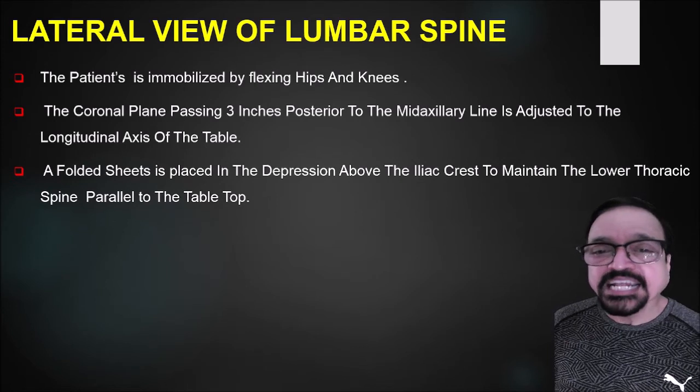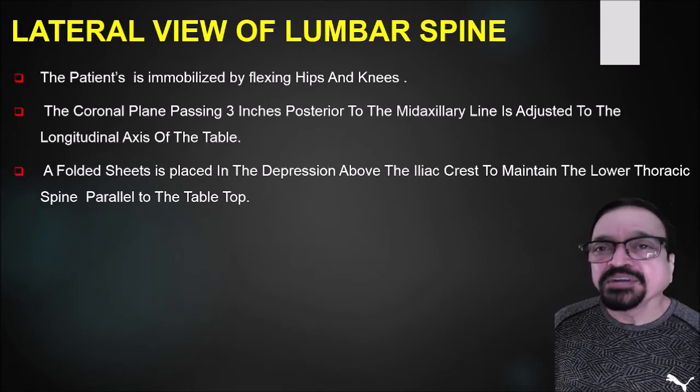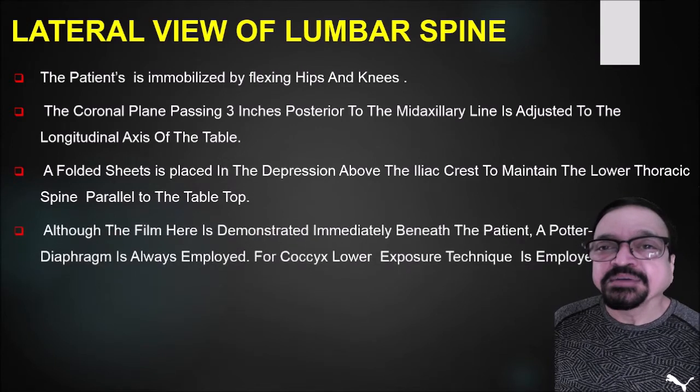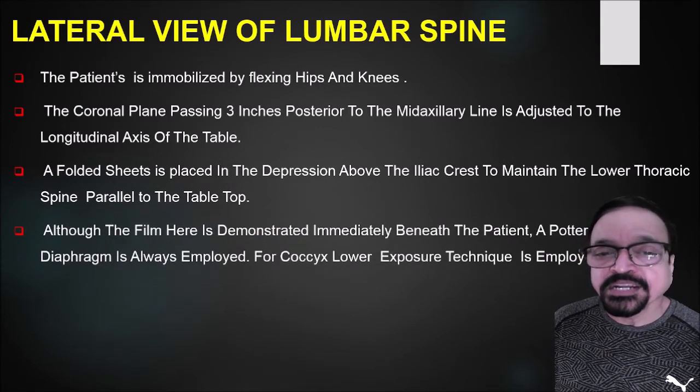Now, how do you see that they are correct? You palpate the vertebral bodies and see that all the vertebral bodies are parallel to the table. They have to be parallel, otherwise they will get distorted. You will not get a good intervertebral space.